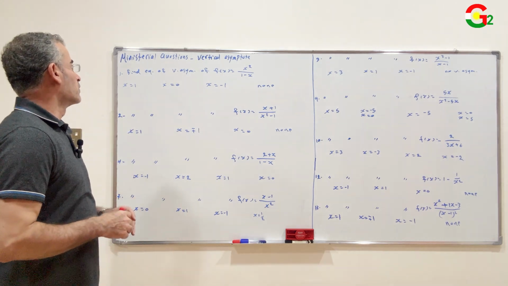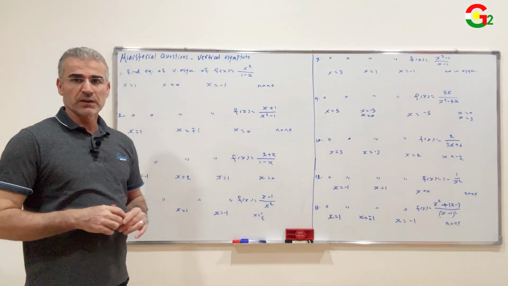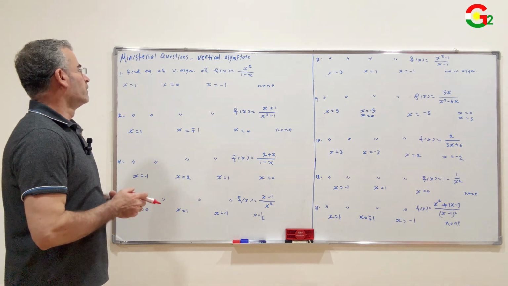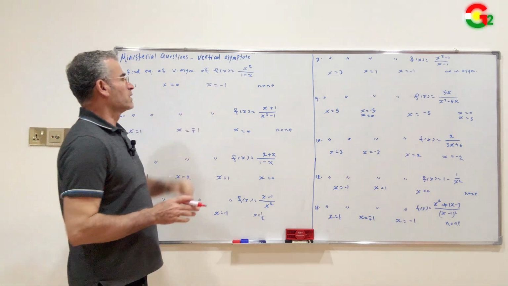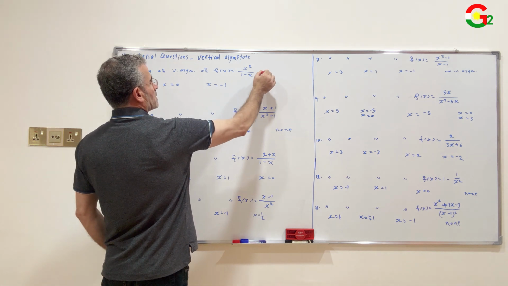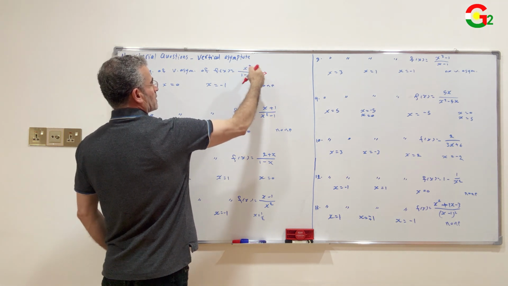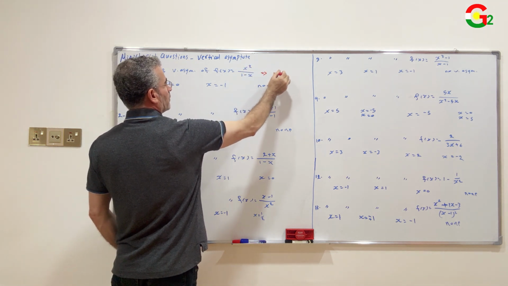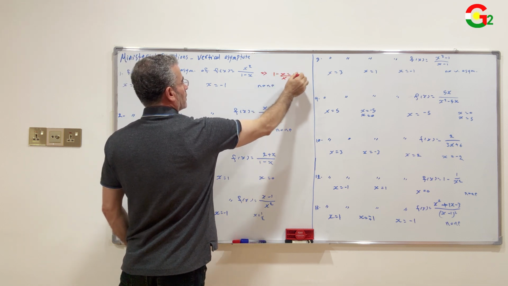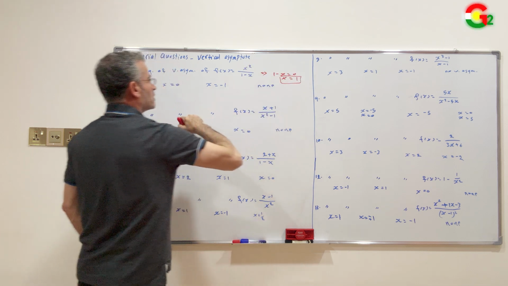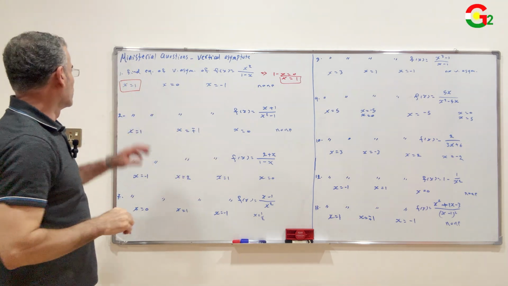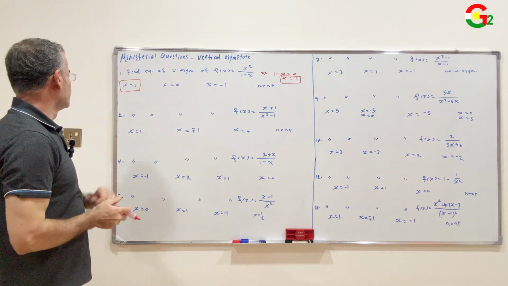The ministerial question of vertical asymptote. Question number 1. Find the equation of the vertical asymptote of this function. Since I cannot simplify this function, I set 1 minus x equals 0, then x equals 1. Since 1 does not make the numerator 0, the right choice is A.